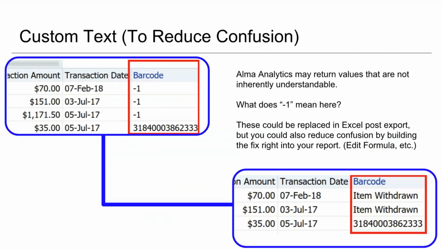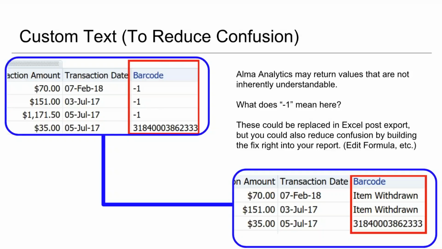So this one, this is custom text to reduce confusion. In some cases, you're running a report, and OLM analytics is going to return values that may not make sense. You may have a sense of that when you're building a report, but if you're trying to send the report to other staff in your library, some of it's not going to make sense. Like, why are you seeing these -1s in the barcodes where the barcode at the bottom actually has an actual barcode in it? What does that -1 mean?